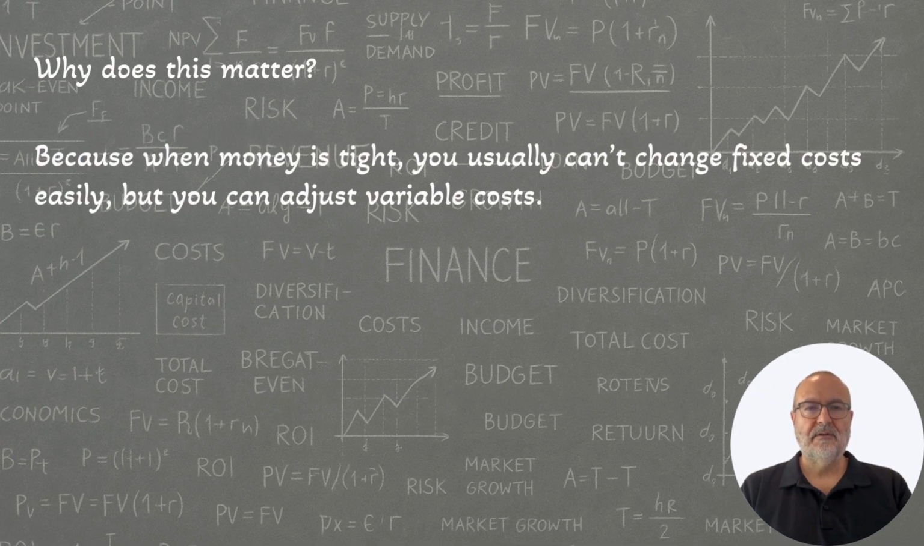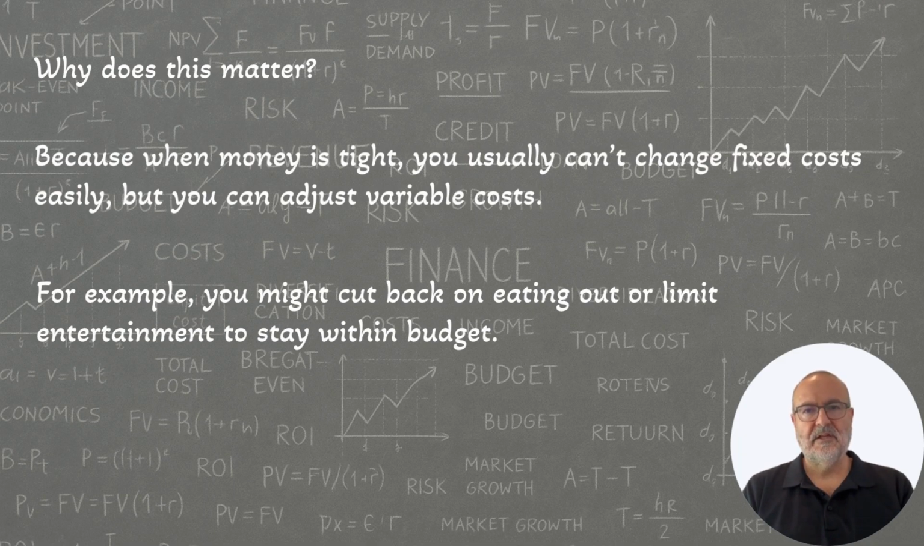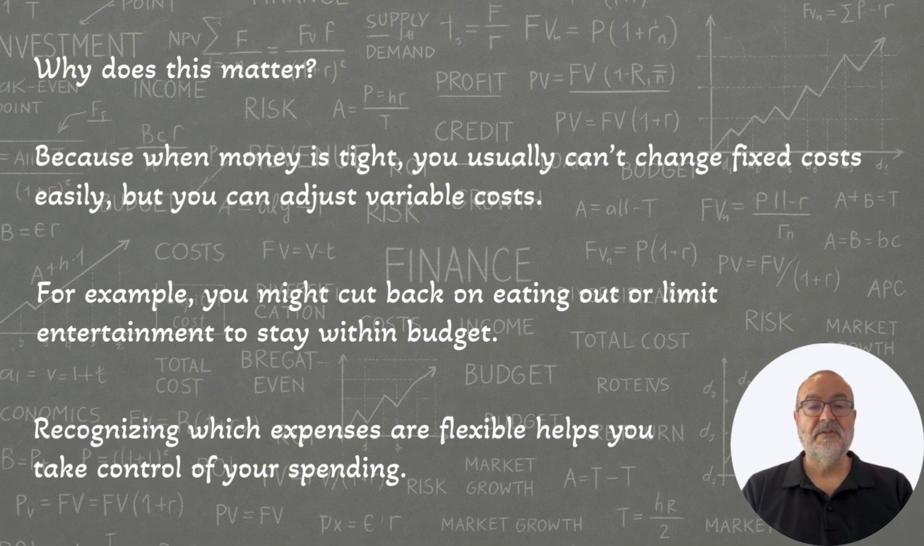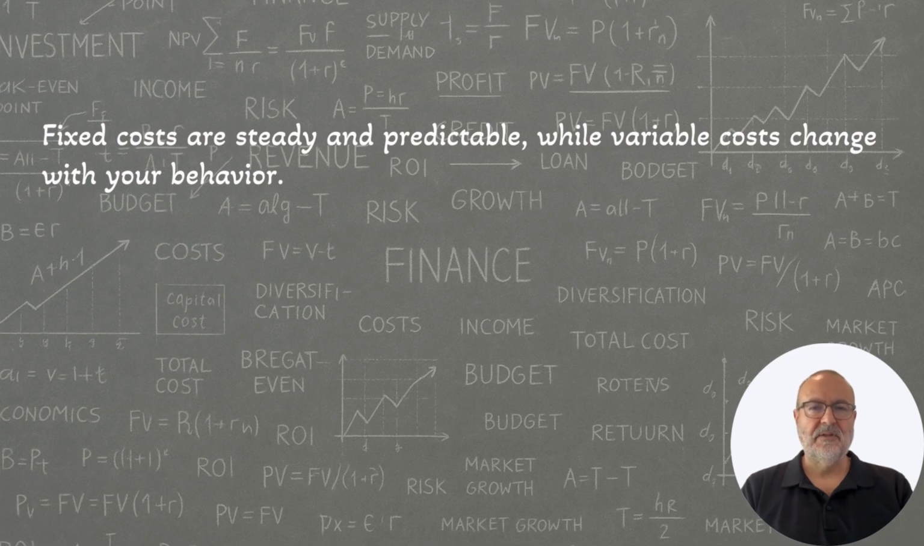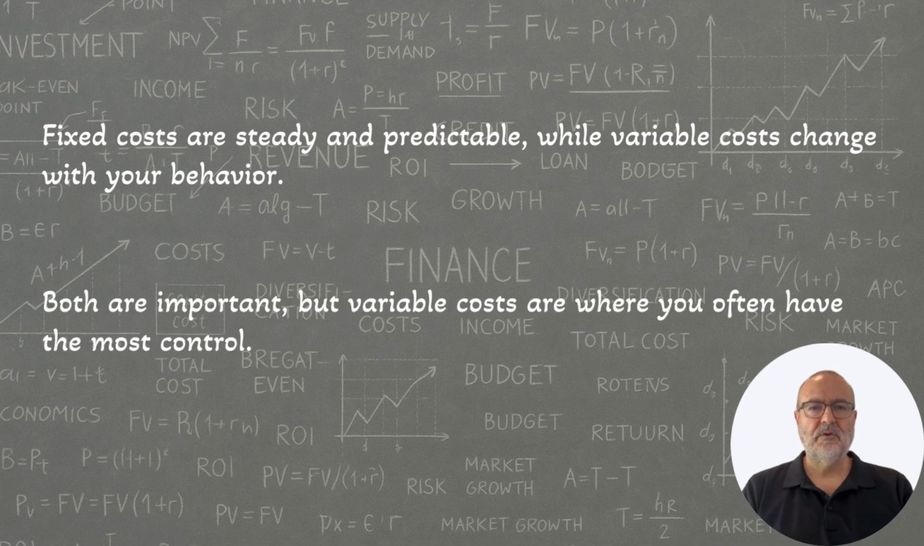Why does this matter? Because when money is tight, you usually can't change fixed costs easily, but you can adjust variable costs. For example, you might cut back on eating out or limit entertainment to stay within budget. Recognizing which expenses are flexible helps you take control of your spending. So fixed costs are steady and predictable, while variable costs change with your behavior. Both are important, but variable costs are where you often have the most control.